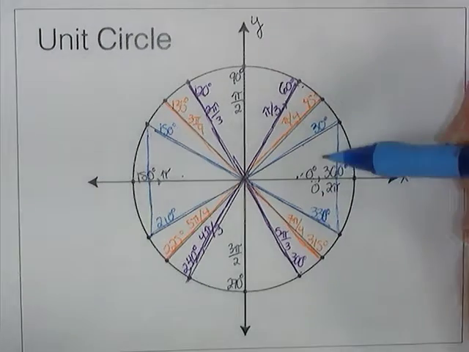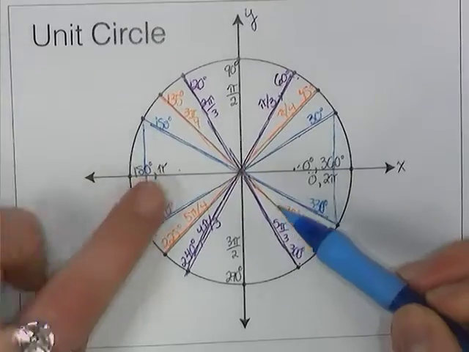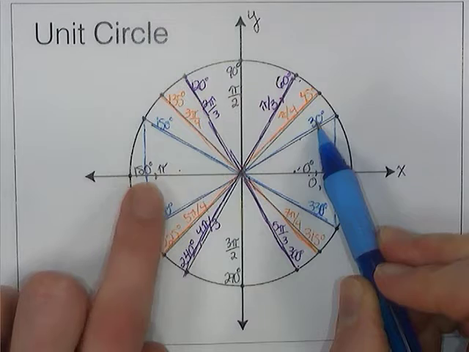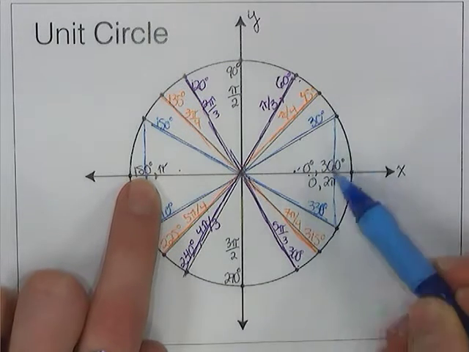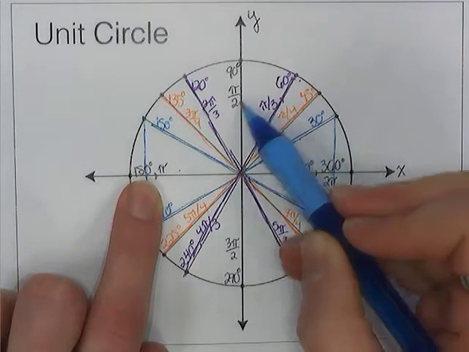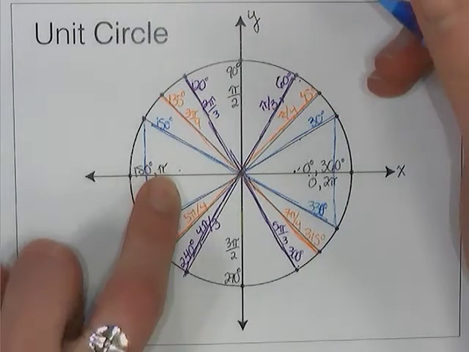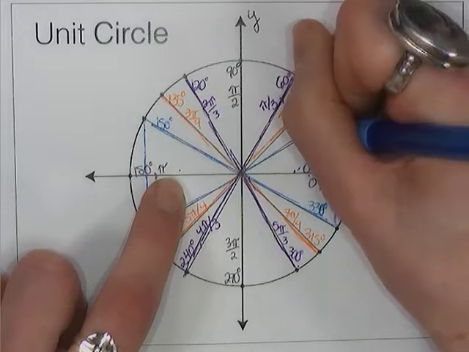Time for the blue ones. Okay, so 180 degrees is pi. How does 30 degrees compare? That was 180 divided by 6. And we can see that 30 degrees is 1/6 of 180. So, if 180 is pi, this is going to be pi over 6.